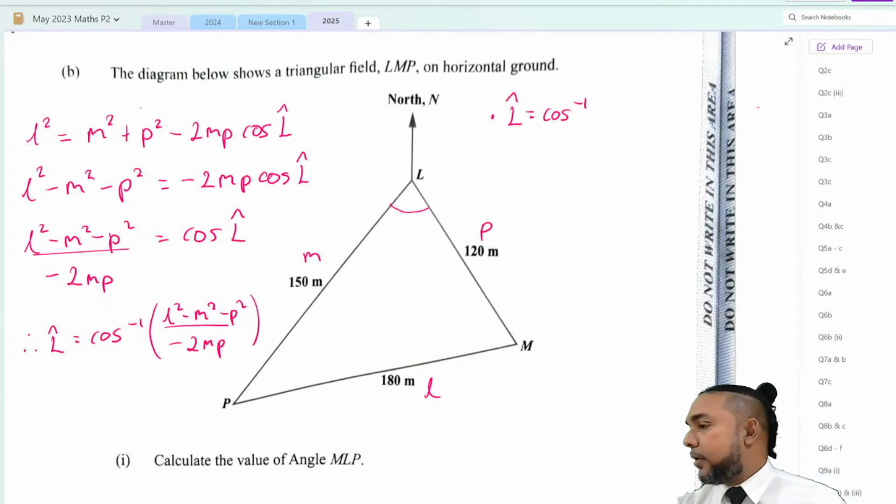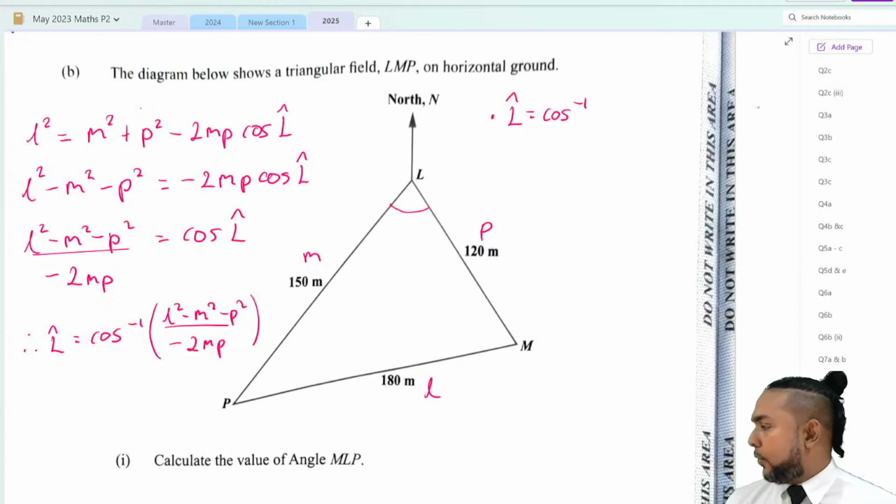Hey, Aisha, how you doing? Good to have you on. We're trying to finish off the May 2023 paper today. We did 9 part B on Monday, about part 1. So we're just recapping it to give people time to jump in.